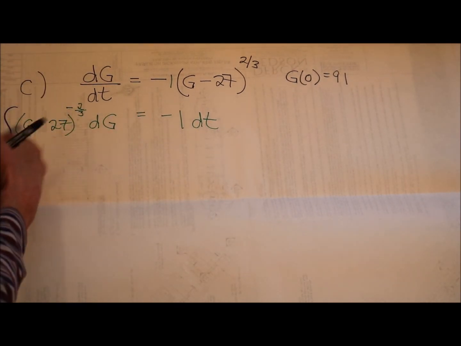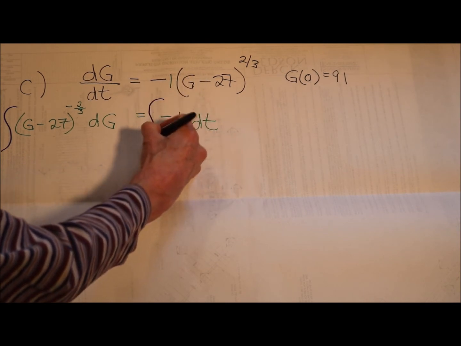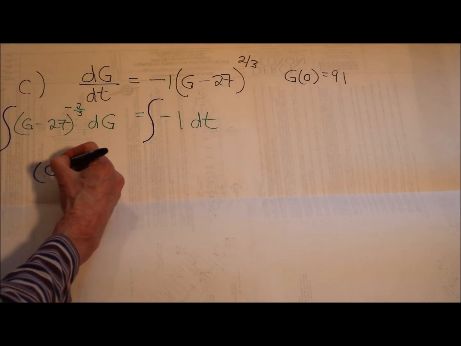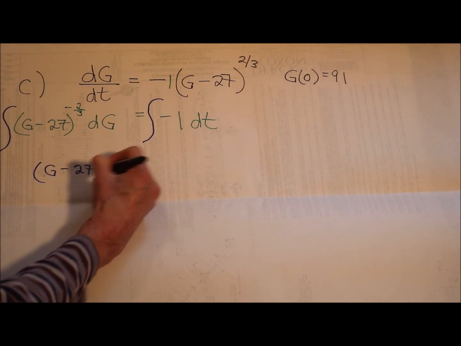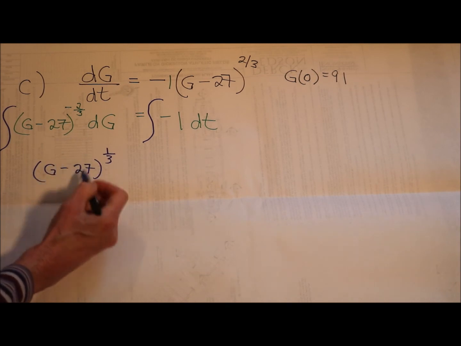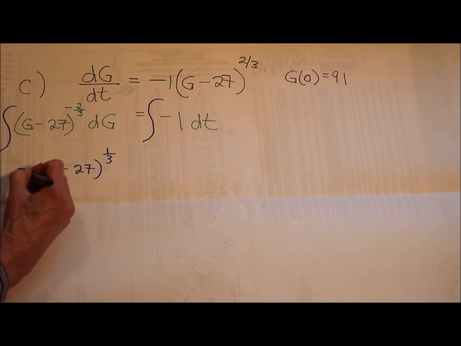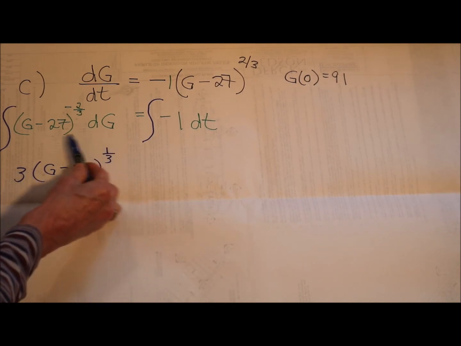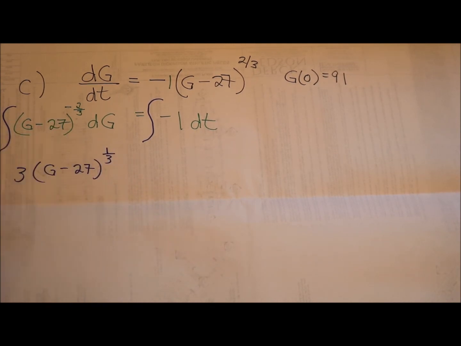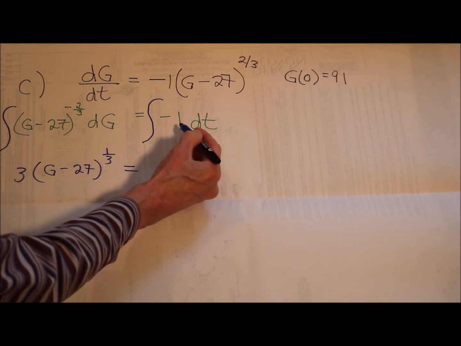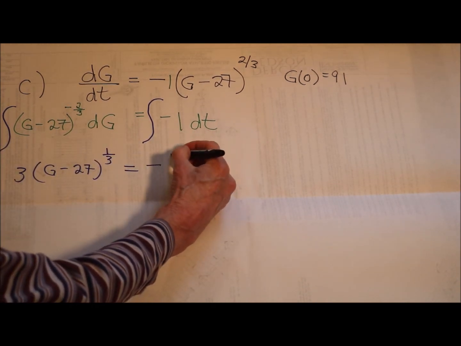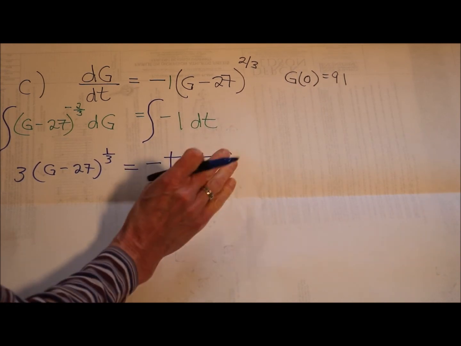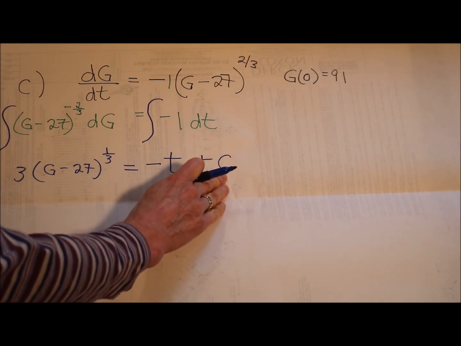I'm going to take the integral of this side with respect to g, the integral of this side with respect to t. This is not too bad. The antiderivative of this is just g minus 27 to the 1/3. There's no chain rule to compensate for, so the only thing I have to compensate for is that exponent. And again, you can just take the derivative of this quickly in your mind to check. Antiderivative of -1 with respect to t is -t, and you have to put the plus c. Don't forget that plus c.